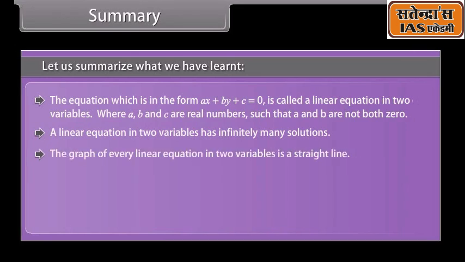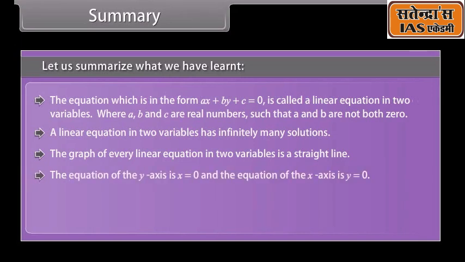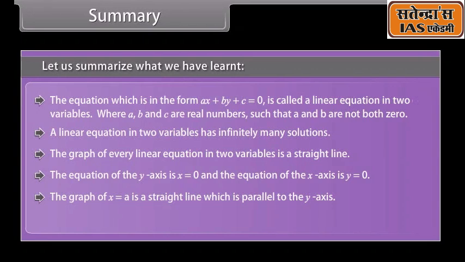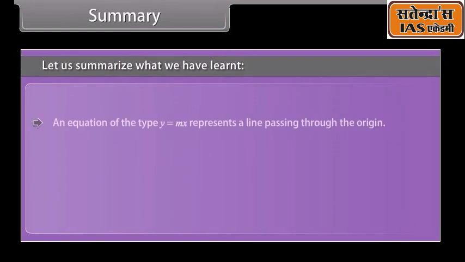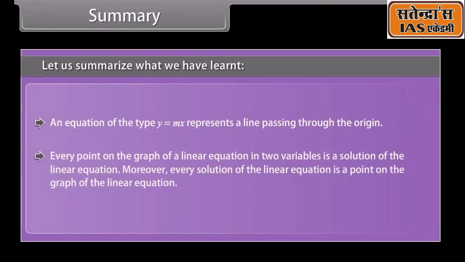The graph of every linear equation in two variables is a straight line. The equation of the y-axis is x = 0 and the equation of the x-axis is y = 0. The graph of x = a is a straight line which is parallel to the y-axis. The graph of y = a is a straight line parallel to the x-axis. An equation of the type y = mx represents a line passing through the origin. Every point on the graph of a linear equation in two variables is a solution of the linear equation.